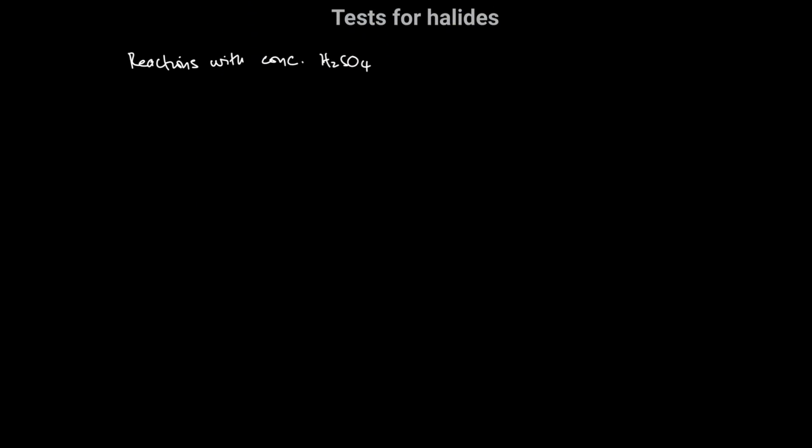So now let's look at the reactions of concentrated sulfuric acid with bromide ions and iodide ions. If you look at the reaction with bromide, the first stage of the reaction is the same. If you have something like sodium bromide, it will react with sulfuric acid in an acid-base reaction where sulfuric acid donates a proton, so we get sodium hydrogen sulfate and HBr. And again, we're going to observe white fumes.